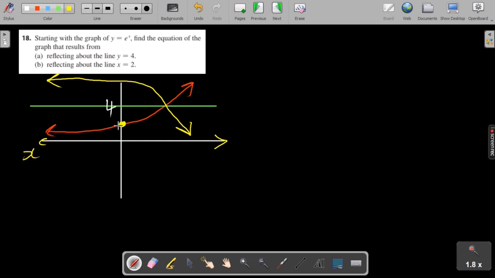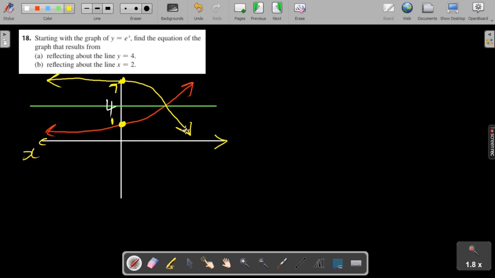For example, this is 1. So the distance between this 1 and the green line is 3. So after reflecting, the distance between 4 and that point there should be the same, should be 3 as well. So that would be 7 up there. So that is our final point. That is what we're aiming for when we reflect about y equals 4.